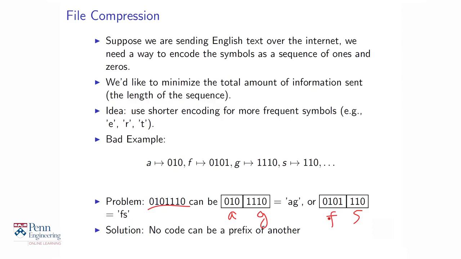We want to avoid this kind of ambiguity. And one way to avoid this kind of ambiguity is to insist that no letter's code word should be a prefix of another letter's code word.